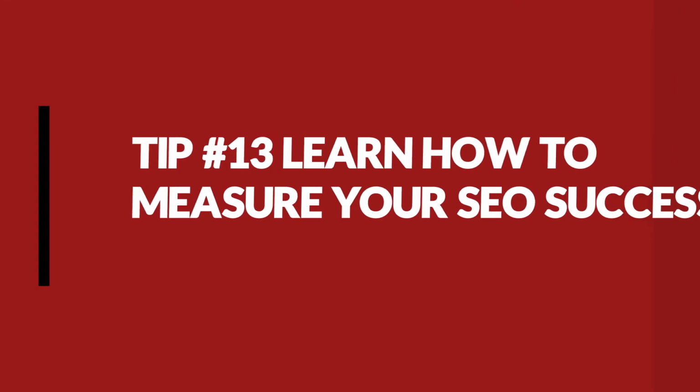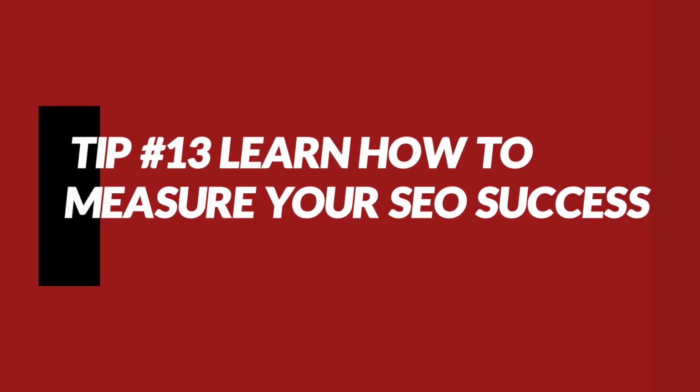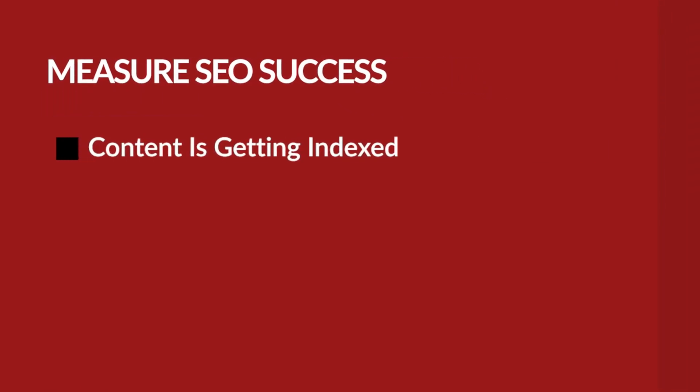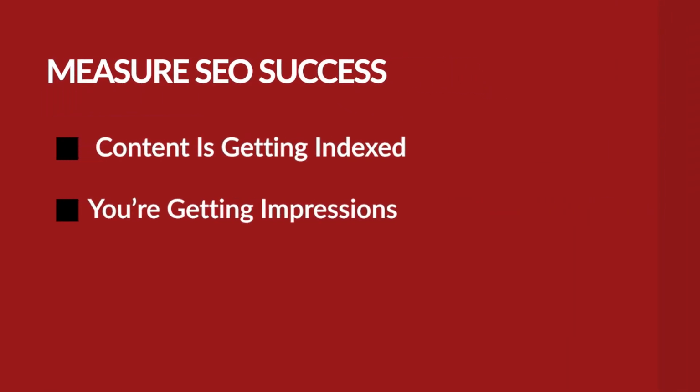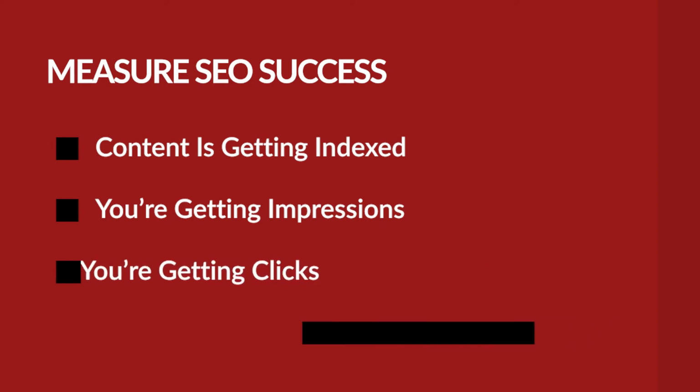Number 13, learn how to measure your SEO success. Early on, this usually means content's getting indexed. Then it means that you're getting impressions. Then it means that you are getting clicks, and ultimately you're getting conversions. A lot of the time rankings are vanity, to be honest. A lot of the time clicks can even be vanity metrics if you're not really driving the right clicks to the website. So don't blindly look at your numbers and think that everything's great. You really do need to understand behind the numbers what this means, like who is getting to the website.